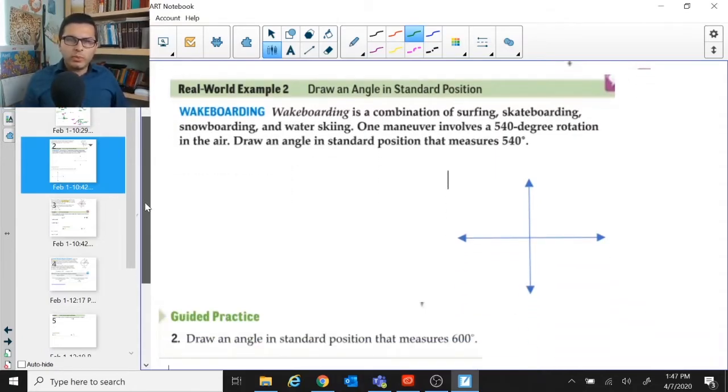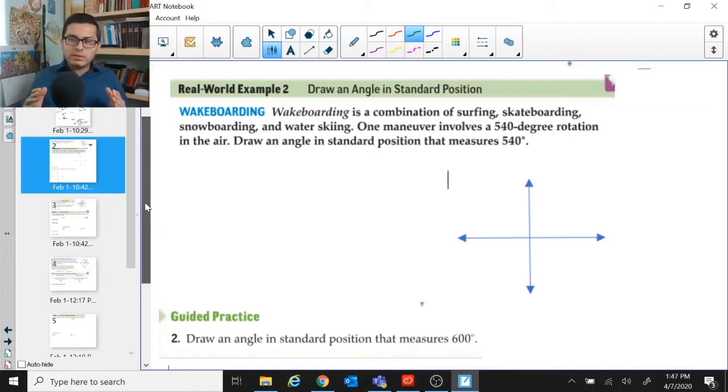Here it says wakeboarding is a combination of surfing, skateboarding, snowboarding, and water skiing. One maneuver involves a 540-degree rotation in the air. Draw an angle in the standard position that measures 540 degrees.